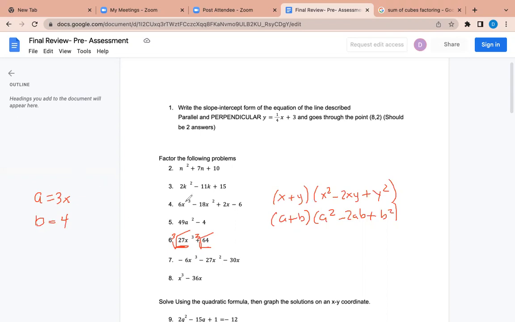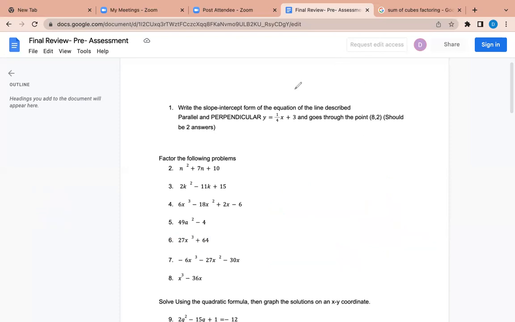All right, so we're going to plug these numbers in. So it will be 3x plus 4 times 3x squared minus 2 times 3x times 4 plus 4 squared. Okay, so this is then 3x plus 4, 9x squared minus 24x plus 16, and that is your final answer. Okay, so that's factored.